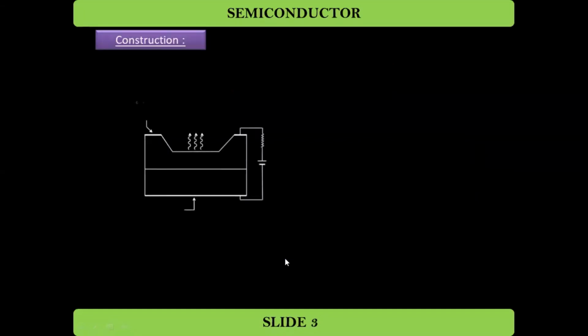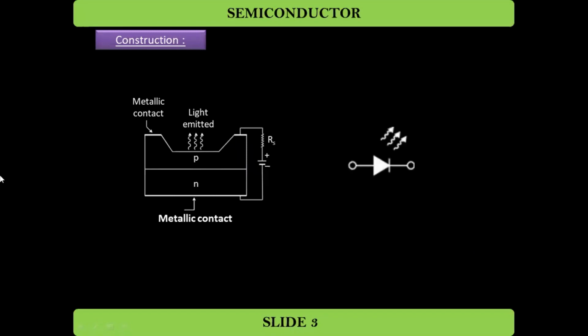So let's talk about the construction here. The basic construction is a PN junction diode. The P part is less thick as compared to the N part over here. The symbolic representation is in this format. This diode is emitting light, therefore in a circuit it would be represented in this fashion. The output will always be sought across the load resistor in series.